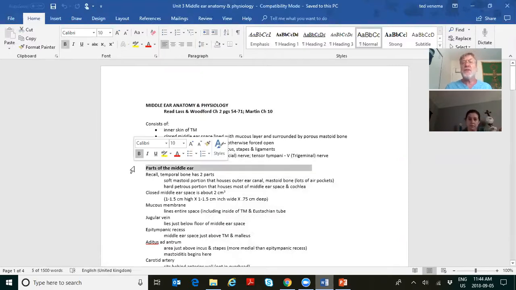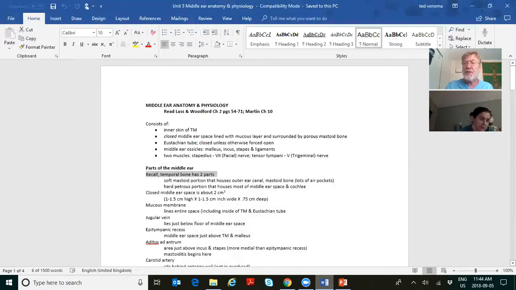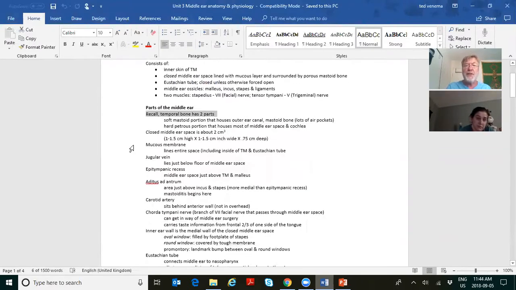Okay. Parts of the middle ear in a little bit more detail. Recall the temporal bone has two parts. The soft mastoid portion that houses the outer ear canal, and the mastoid bone has lots of air pockets here. And it partially surrounds the middle ear as well. So it surrounds the outer ear canal and parts of the middle ear. And then you have the hard petrous portion that surrounds most of the middle ear space and the cochlea.